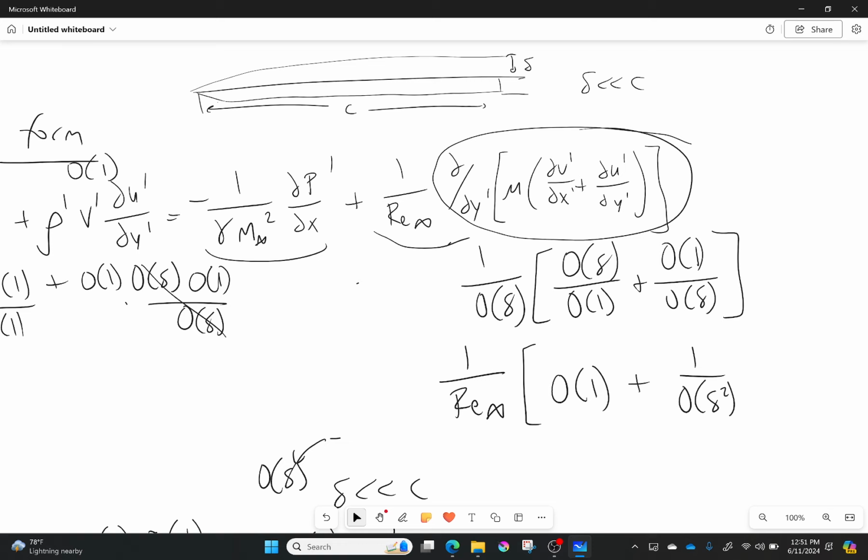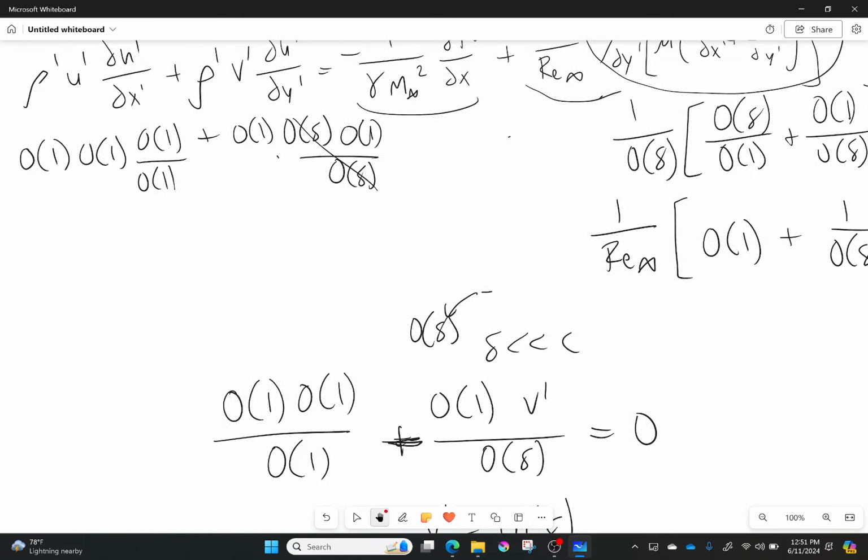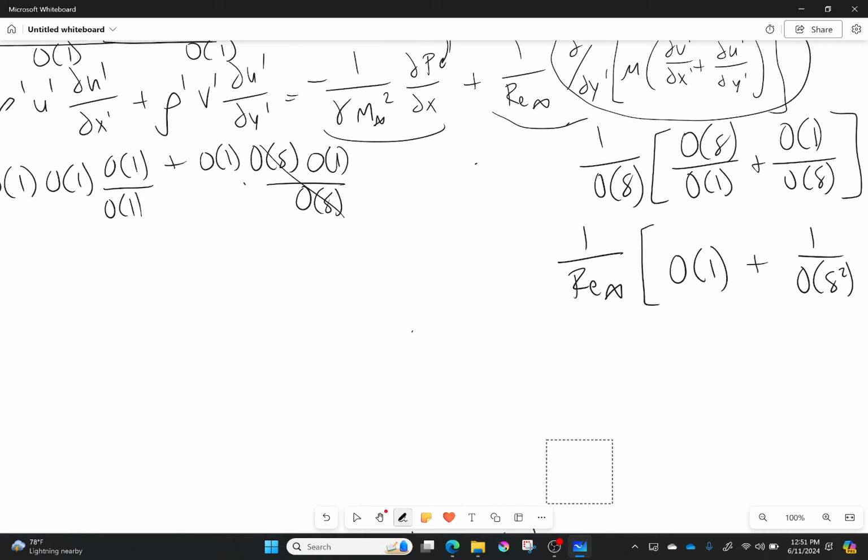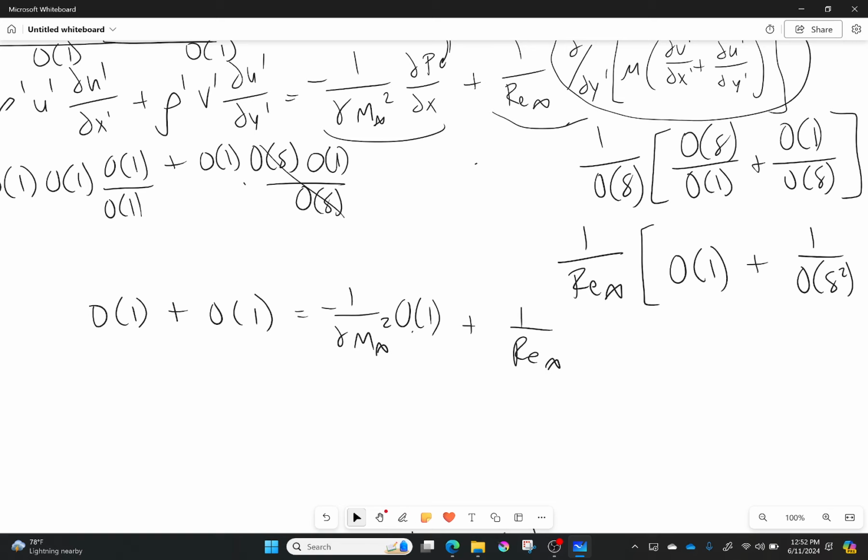Now, we're getting closer here. I didn't mention that this one right here was also order of 1, my bad. Order of 1 for this guy right here. So I rewrite everything now using what I know, and I get a very simple equation. I get order of 1 plus order of 1. You're like, why is it all this order stuff? We're almost done with it. Is equal to negative 1 over gamma M infinity squared times order of 1, plus this whole 1 over the Reynolds number infinity times order of 1 plus order of 1 over delta squared.